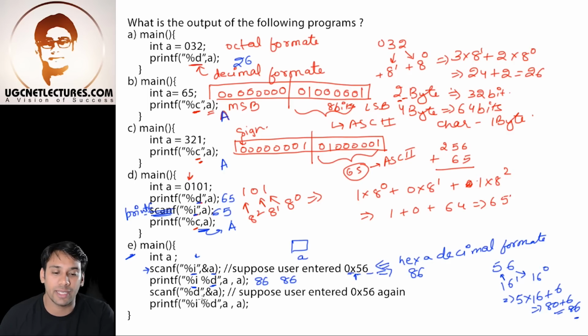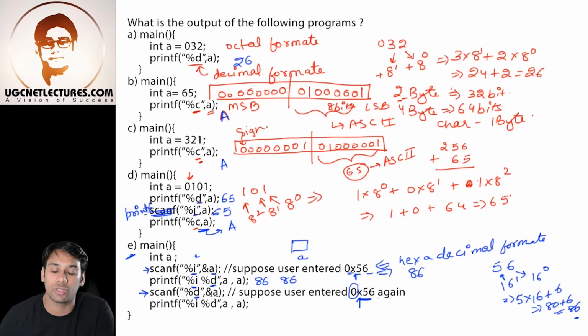Now in the next scanf statement, the user is entering the same value again, but the difference is that instead of %i I am taking the value with %d, right? In this case %d behaves in a different way. As I told you, in a printf statement %i and %d behave in a similar way, but in a scanf statement they behave differently. So here with %d, the user entered 0x56, but because this x is a character, this variable a is only going to take the first value, which is 0.